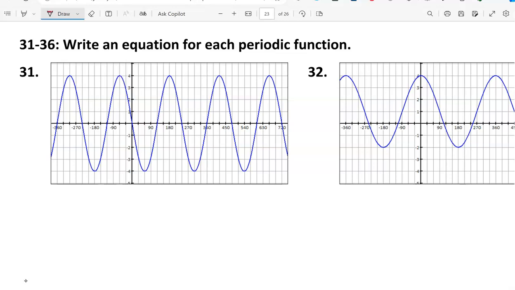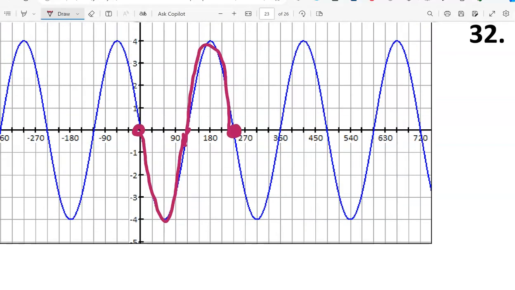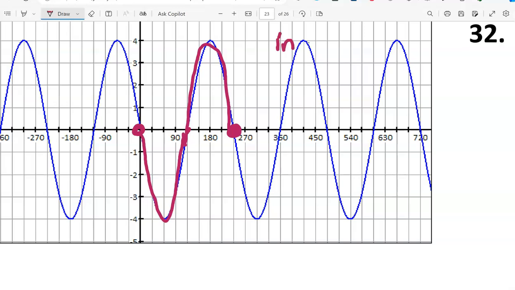For number 31, I always love it when I don't have to have a phase shift. So I'm just going to start my cycle at 0 and look at this portion of the graph right there as one full cycle. So if that is one full cycle, what are some observations that I can make about this? I can observe that that is an inverted sine graph. So it's a sine graph because it starts in the middle. It's inverted because it heads downward initially.